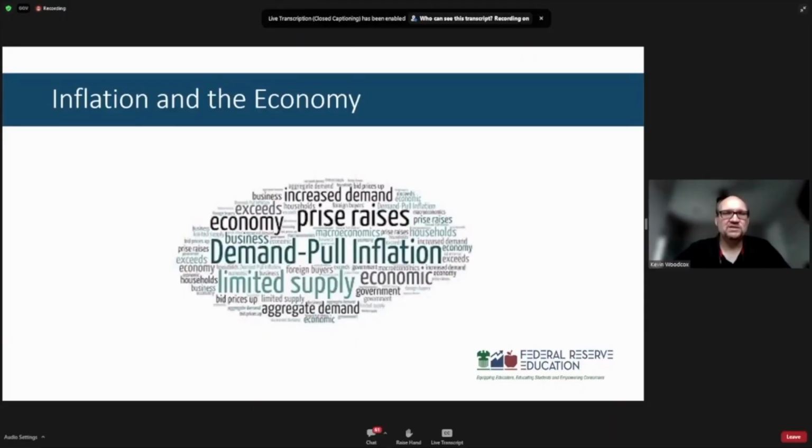So we want students to learn that there is a matter out there beyond just their personal economy, and more importantly, that there are relationships between inflation and their purchasing power and their long-term economic goals.